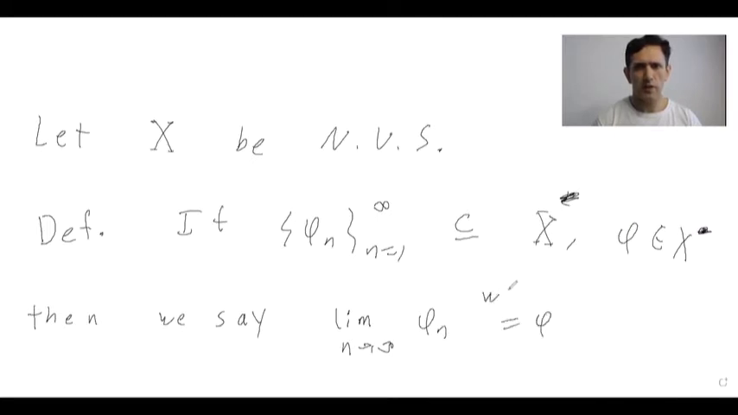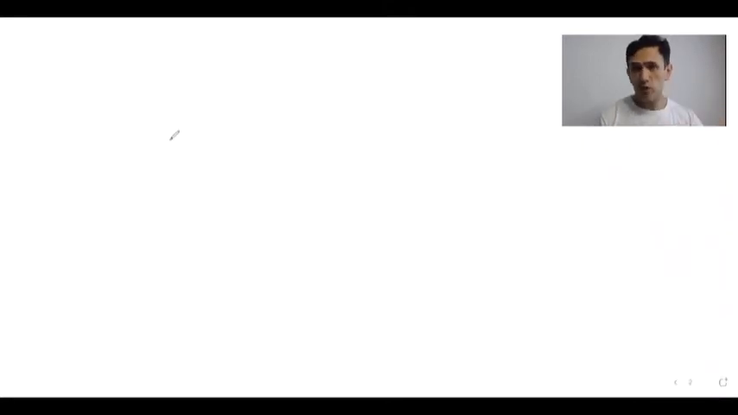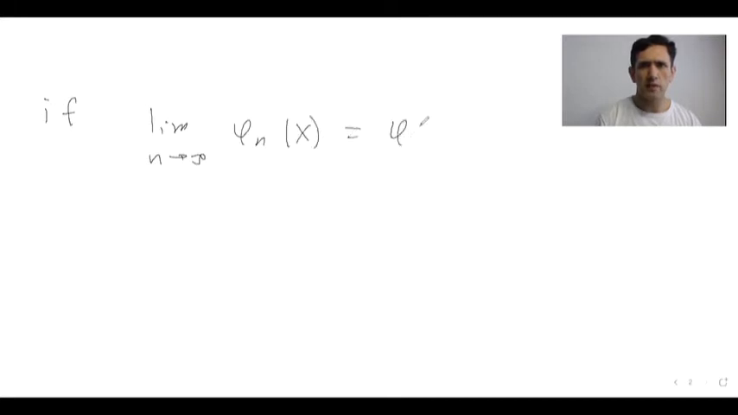And we usually denote it like this, putting WK for weak star here, or some people put it here. Or some people just say, let phi_n converge to phi weak star, or in the weak star topology. There are a number of ways to denote this. So we say this is true if the following is true: phi_n(x) converges to phi(x) for any x.